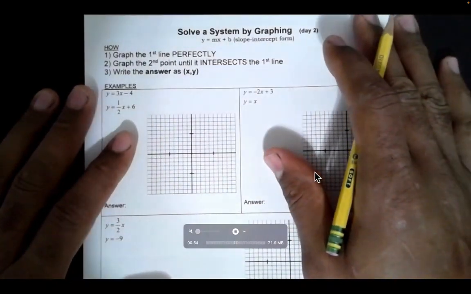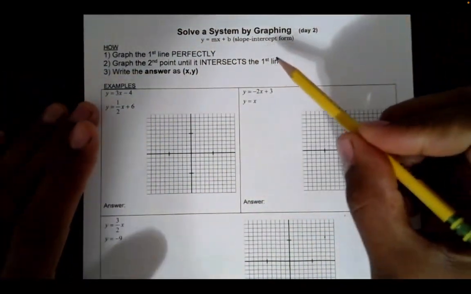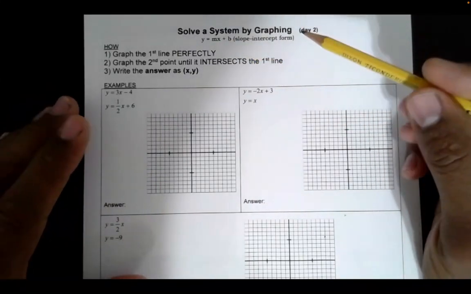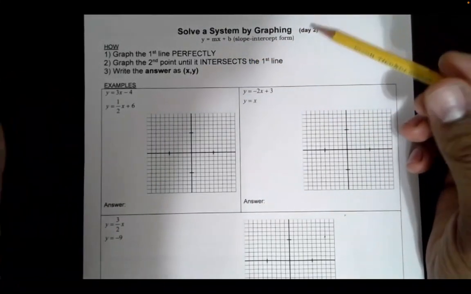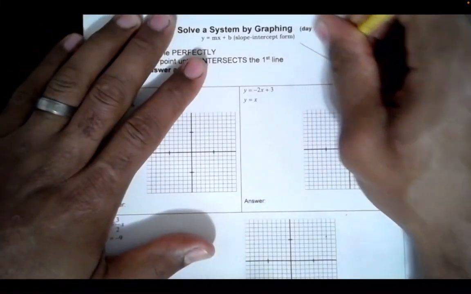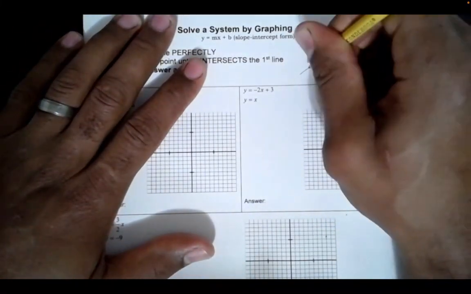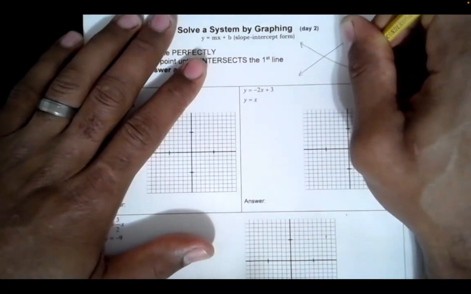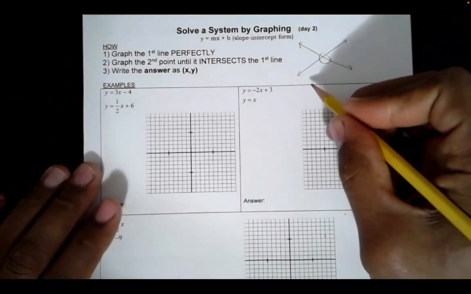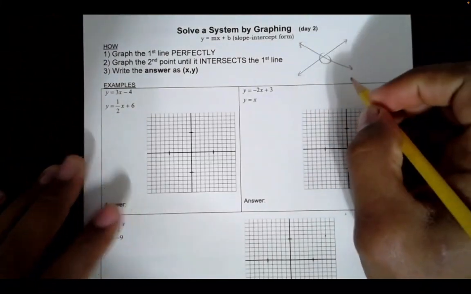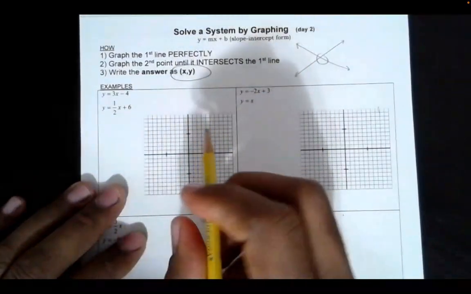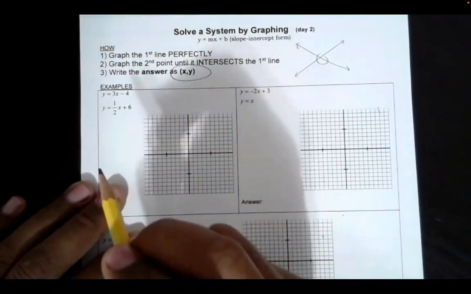All right, guys, in today's video, go to your packet, go to Day 2, and we're going to be solving systems by graphing. We've done this last semester. You're basically going to graph 2 lines, and wherever those 2 lines cross is your solution. You'll have one function going one way, one going the other, and at some point those lines cross, and that gives you a point, a coordinate, and that's the answer we're looking for.